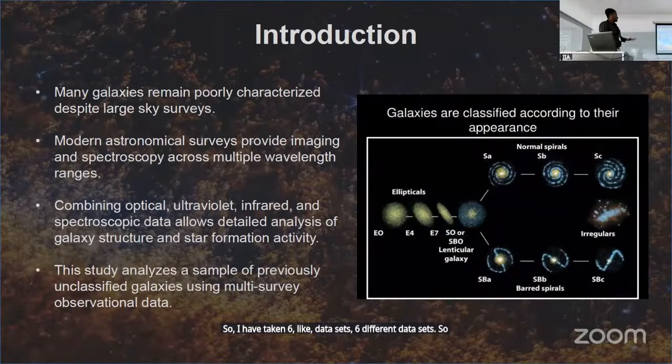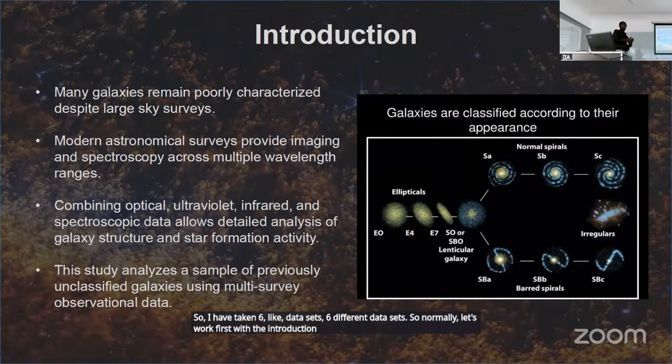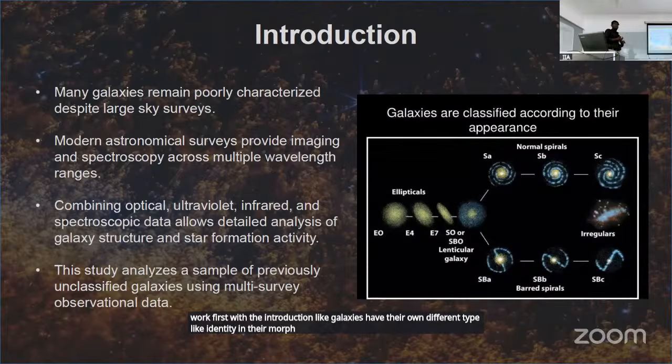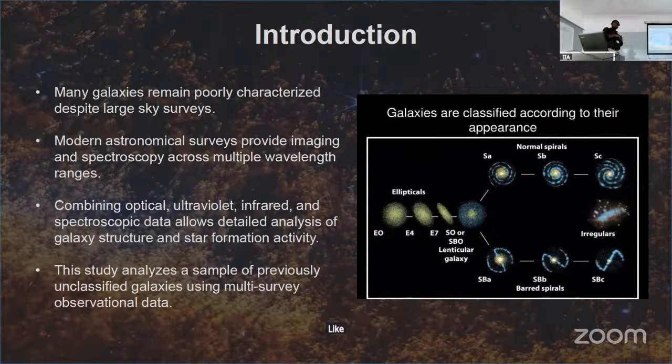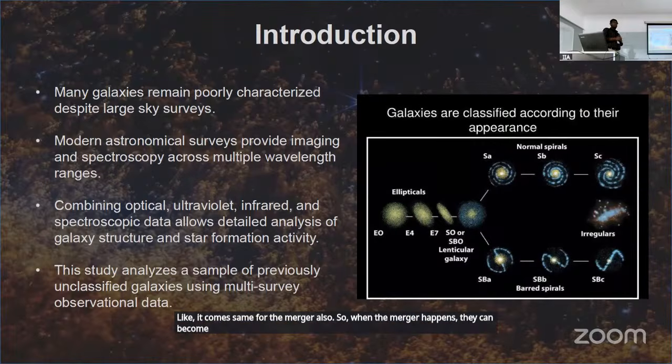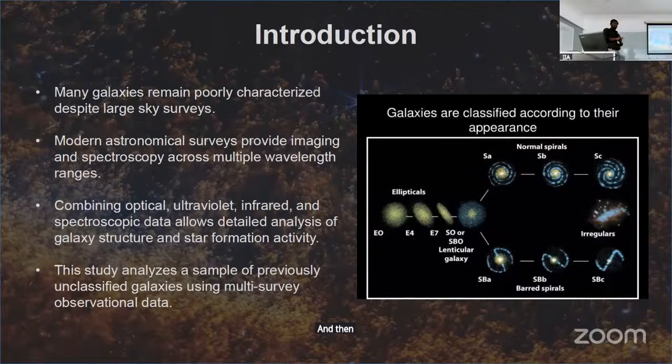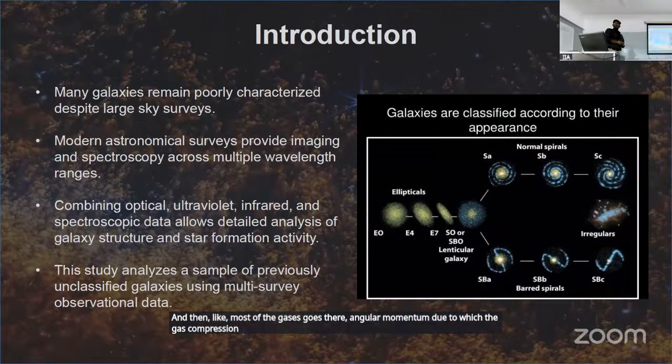Let's go first with the introduction. Galaxies have their own different types, like identity in their morphology. It can be elliptical, spiral, or irregular. It comes the same for the merger also. When a merger happens, they can become irregular, and most of the gas loses its angular momentum, due to which the gas compression will be in the central part.